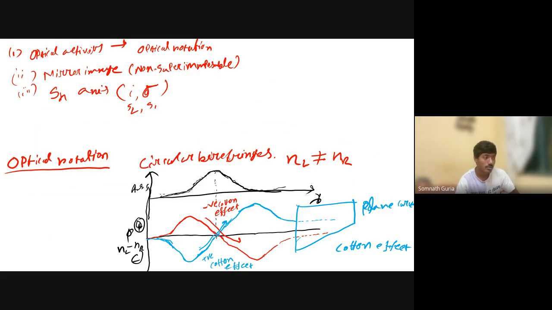And here we find the positive Cotton effect and the negative Cotton effect. The Cotton effect comes into the picture in the case of circular birefringence, where the speed of left-hand circularly polarized light and right-hand circularly polarized light are different. In that case, we can get the optical rotation and the Cotton effect.